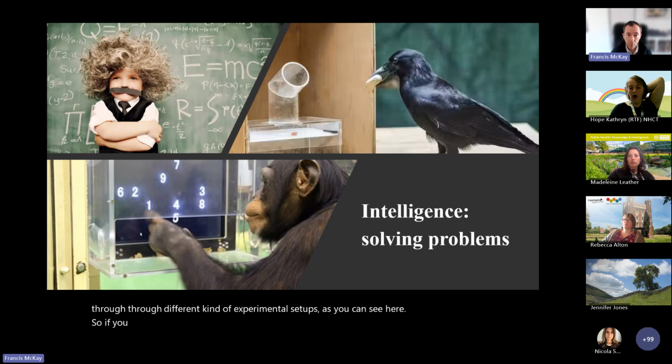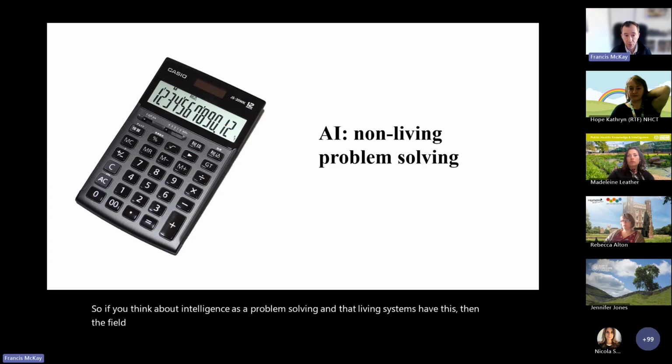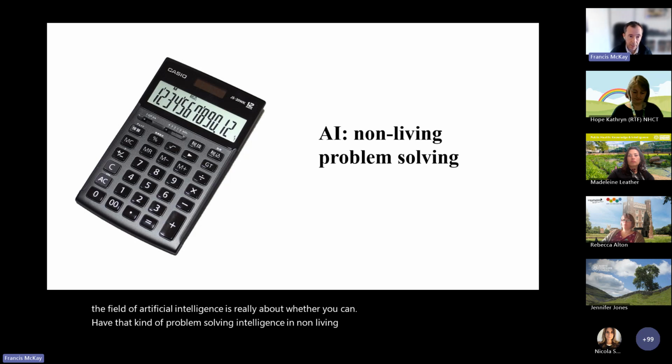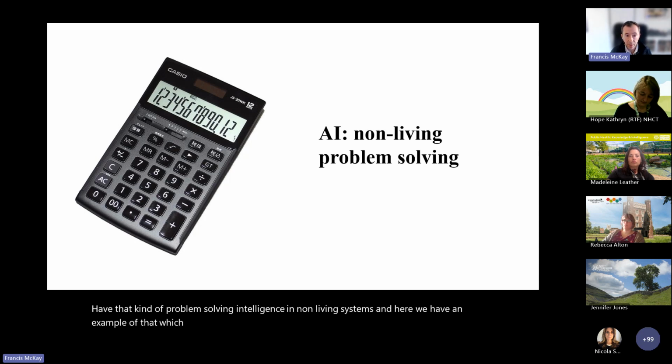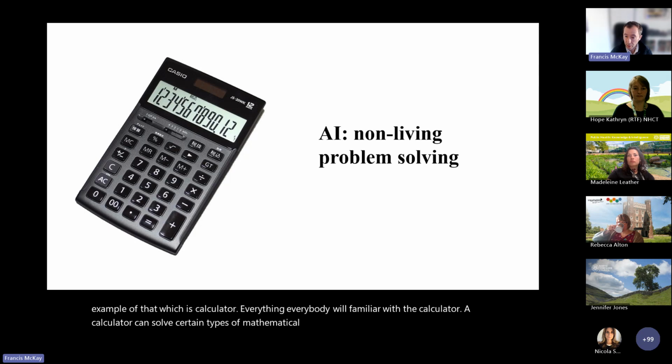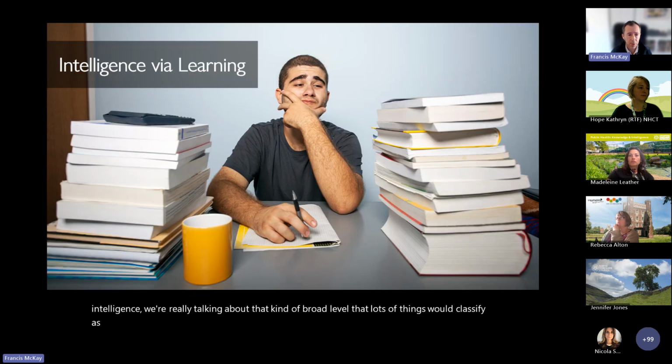So if you think about intelligence as problem solving, and that living systems have this, then the field of artificial intelligence is really about whether you can have that kind of problem-solving intelligence in non-living systems. And here we have an example of that, which is a calculator. Everybody will be familiar with a calculator. A calculator can solve certain types of mathematical problems, but it's a non-living system, and so you could call it a form of artificial intelligence. When you talk about artificial intelligence, we're really talking about that broad level that lots of things would classify as a form of artificial intelligence.